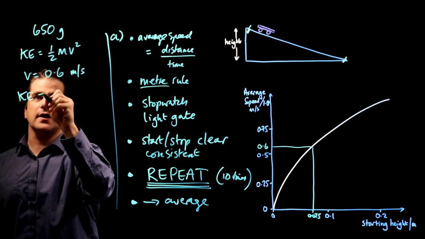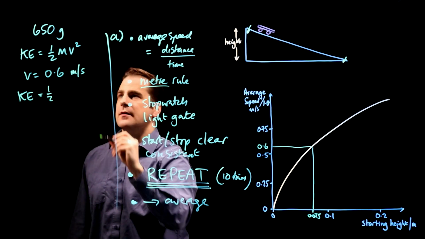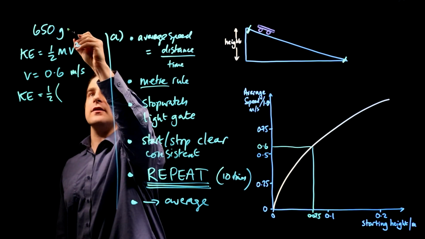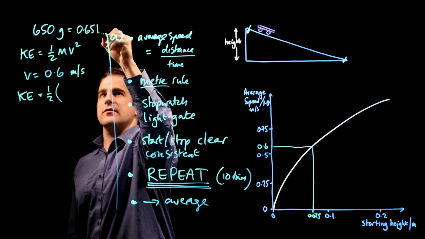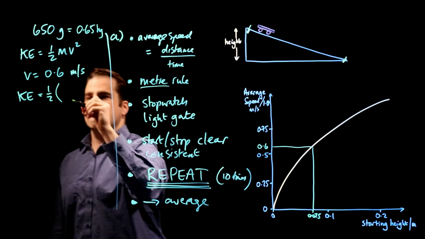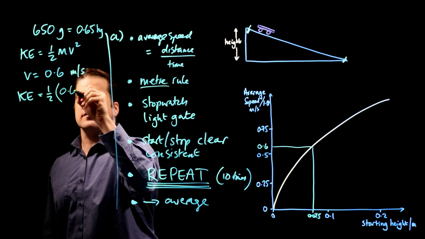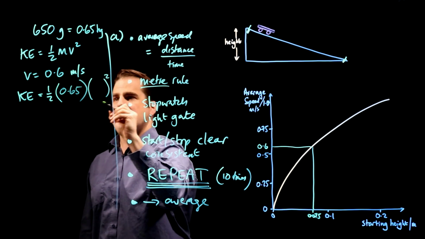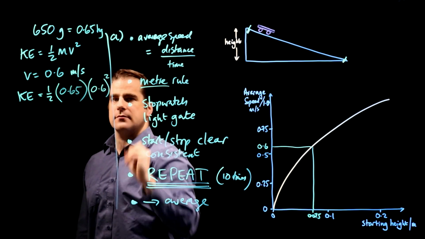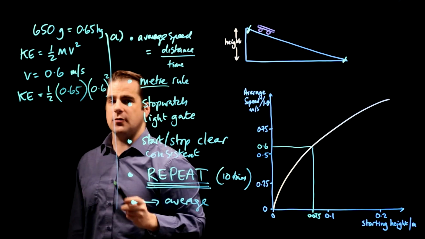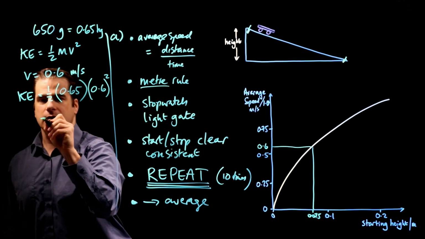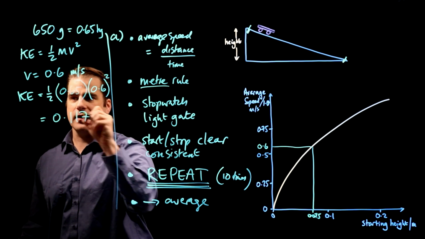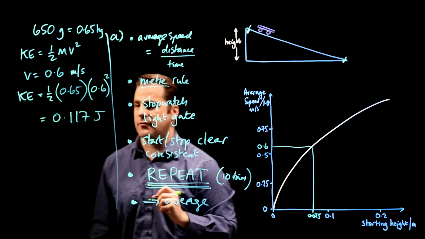Kinetic energy is half the mass. Don't forget to convert into kilograms. 650 grams is 0.65 kilograms. Okay, so half m is 0.65, v squared. Velocity is 0.6. Okay, so it's half times 0.65 times 0.6 squared. Stick it in your calculator and you get 0.117. Kinetic energy, unit of energy is joules, right?